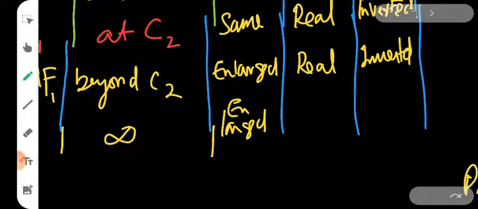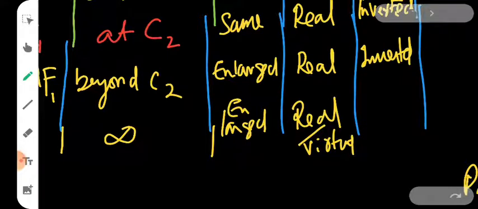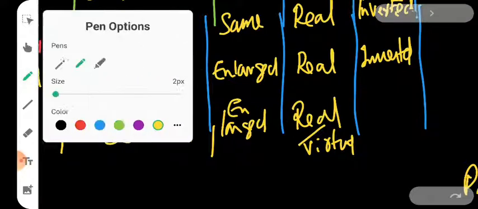If you were present at infinity, you could have cast a real image, but I don't know, it's partly between real and virtual. I can only say that it's not real, it's not virtual. There is no image formed, in fact, so you don't have to even mention the nature.